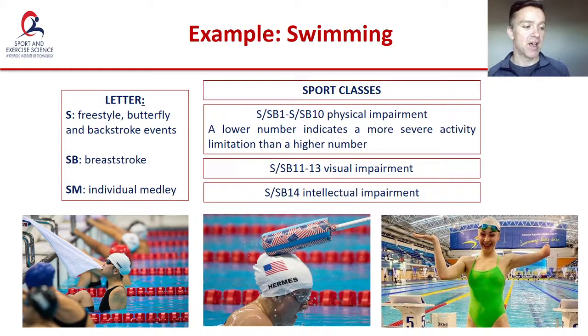Finally, then we've got S14 or SB14, and that's the classification for athletes with an intellectual impairment. So we have swimmers who compete with an intellectual impairment, which means that they might have difficulty recognizing patterns and sequences, difficulty with their memory, slow reaction times, or a combination of these, which can impact sports performance in general. So that's an overview of swimming. S or SB or SM is the letter. Then we have a number to determine their classification and give an idea of their level of disability, going from 1 all the way up to 14, and each one has a different designation.